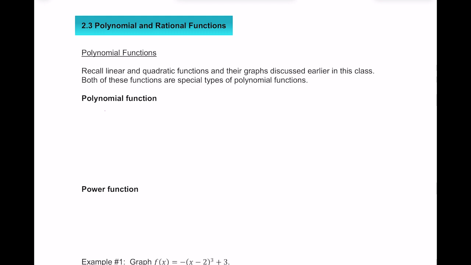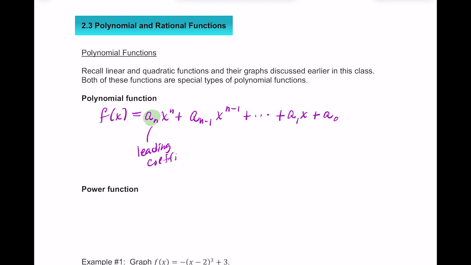A polynomial function is in the form f of x equals a sub n times x to the n, plus a sub n minus 1 times x to the n minus 1, plus, and then of course we would work our way all the way down, if it's in descending order, to our linear term, which is a1x, plus our constant term, which is just a0. The a sub n, which is the first term when it's in descending order or standard form, is known as our lead coefficient.